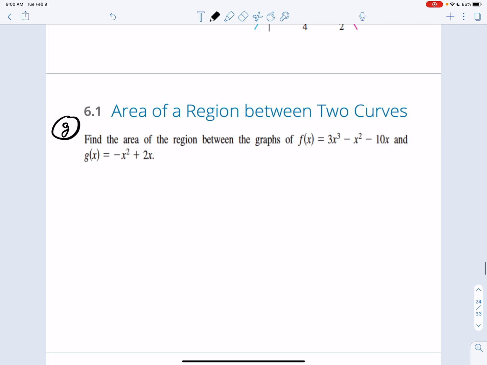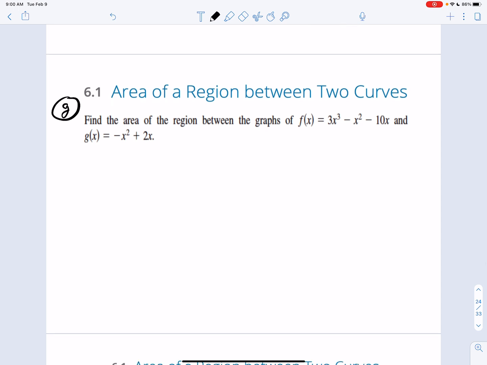Or if you're done. Okay, so here I'm going to designate y1 to be 3x cubed minus x squared minus 10x, and y2 to be negative x squared plus 2x, just so that we're all on the same page, okay? So I'm going to go ahead and type it in. So y1 is 3x to the third. Make sure you jump down. Minus x squared minus 10x. Okay, for y2.